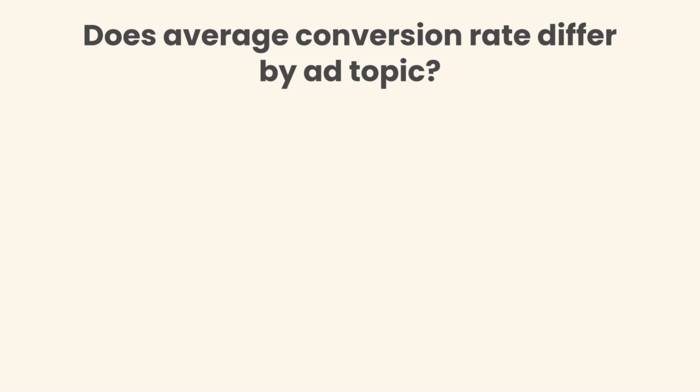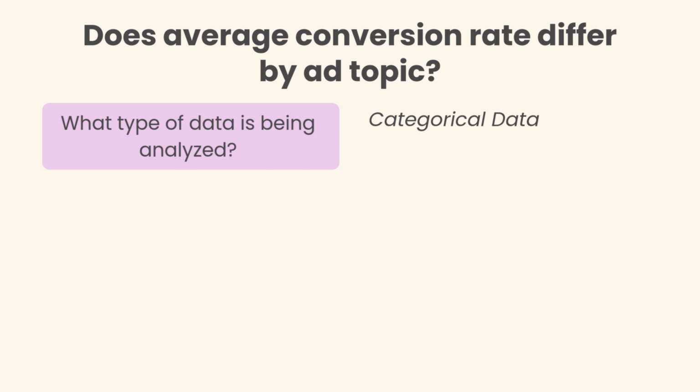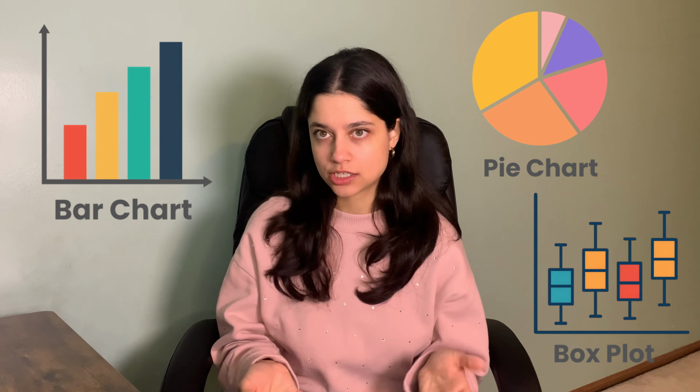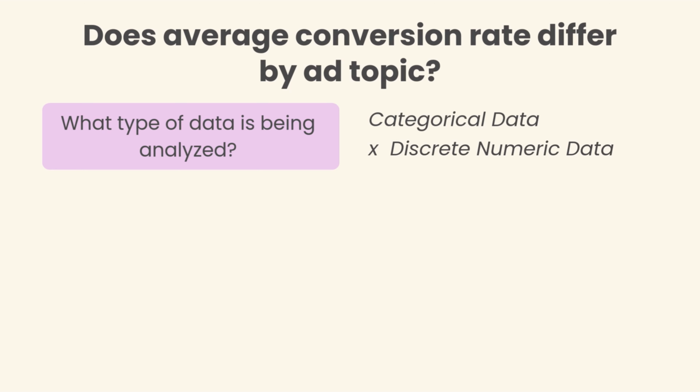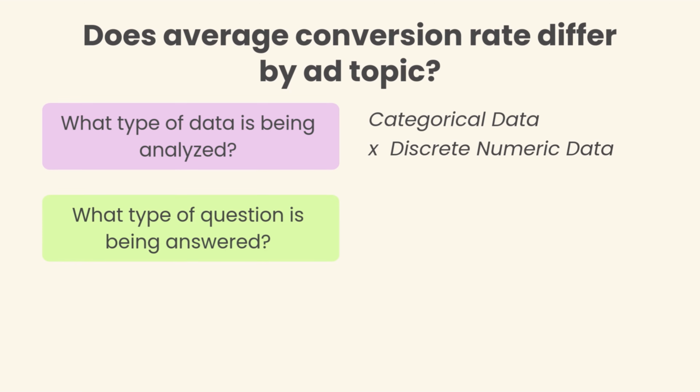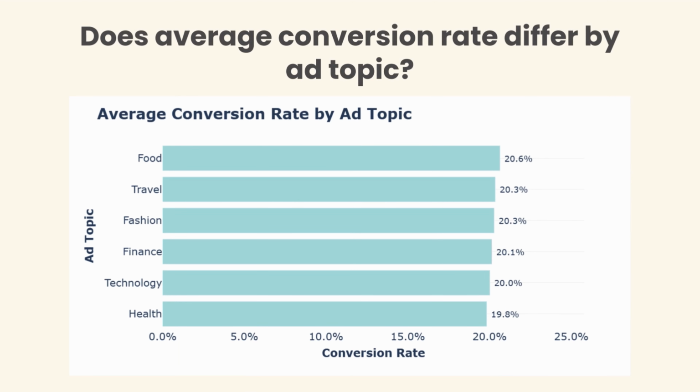Well, we are visualizing categorical data, our ad topic, by discrete numeric data, our average conversion rate. This means that we can use something like a bar chart, a pie chart, or a box plot. However, the question we're trying to answer involves comparing different categories. So the best visualization for this task is a bar chart. So here is our preliminary bar chart.